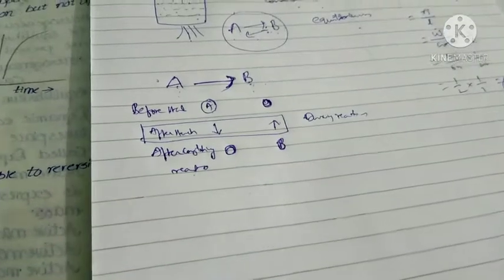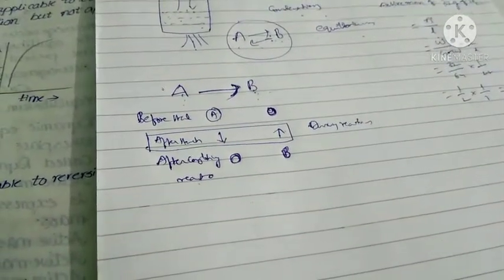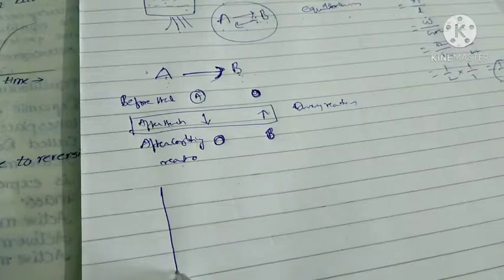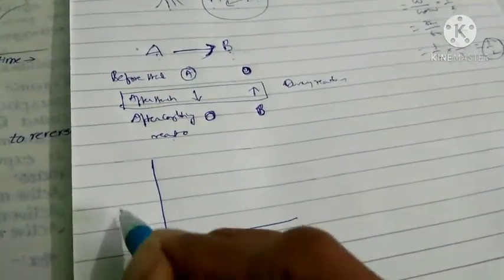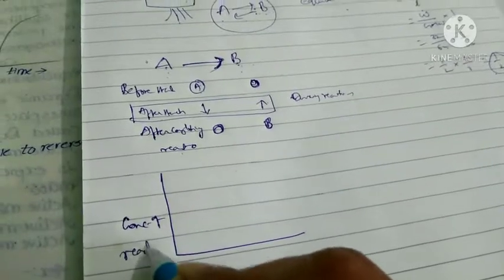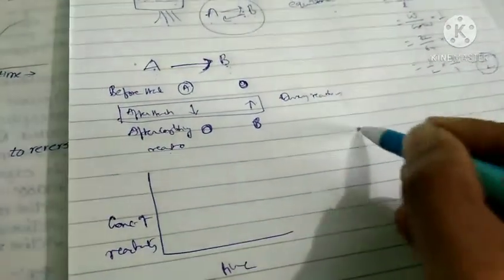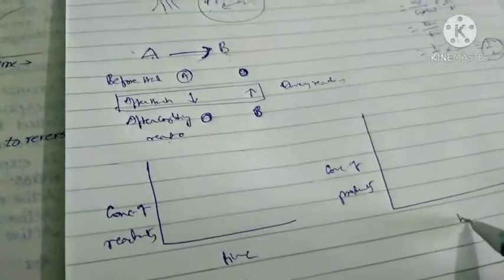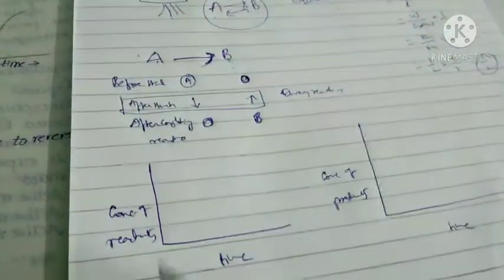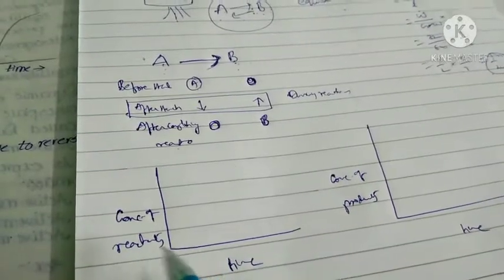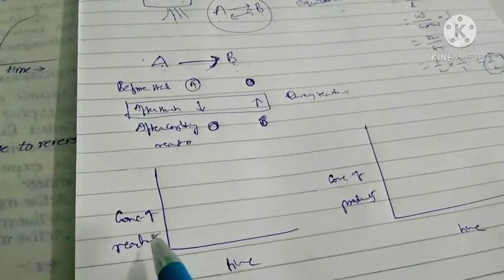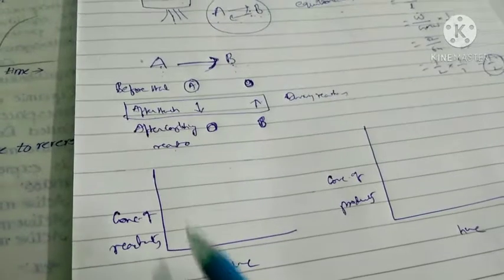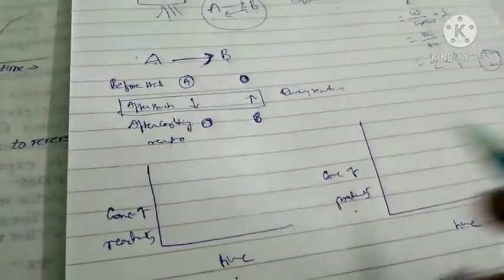Here one graph is there to represent concentration of reactants versus time and concentration of products versus time. See, this is the graph drawn between concentration of reactants versus time. This is the graph drawn between concentration of products versus time. What happened during the reaction when we draw the graph between concentration of reactants and time? The concentration of reactants decreases with time, but the concentration of products increases with time.